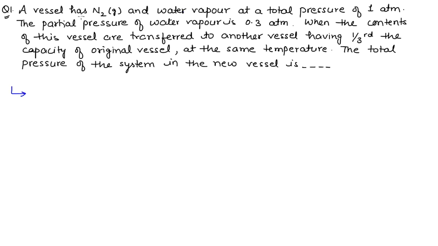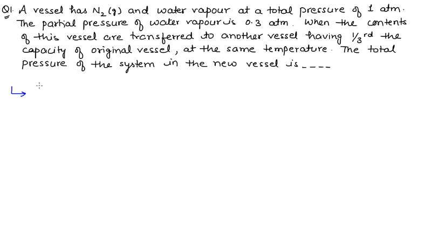In this we have a vessel that has nitrogen gas and water vapor at a total pressure of 1 atmosphere. Now the partial pressure of water vapor is given to be 0.3 atmosphere, and when the contents of the vessel are transferred completely to another vessel having 1/3 the capacity and temperature is kept constant, we have to find the total pressure of the system in the new vessel.